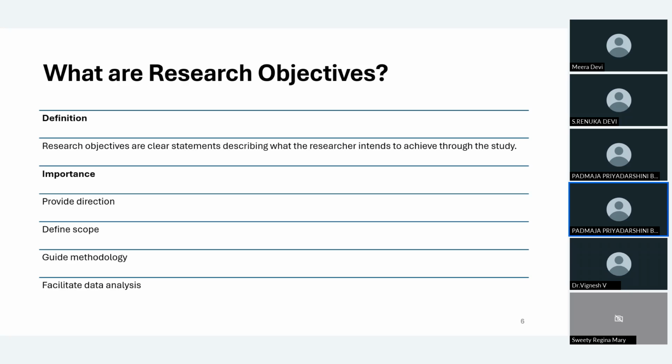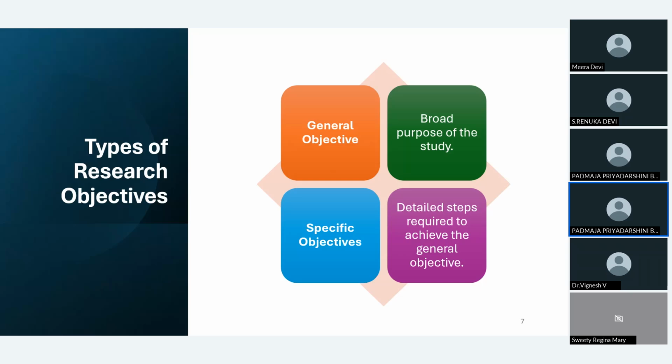Research objectives are always clear statements. They describe what the researcher intends to achieve throughout the study. It is going to be a roadmap, and it will provide proper direction. It will define the scope of the work, guide exactly what methodology we are going to adopt, and based on the objective, we will be able to focus our data analysis. In general, an objective is about the broad purpose of the study. When we go into the specific objectives, they give the detailed steps required to achieve the general objective.